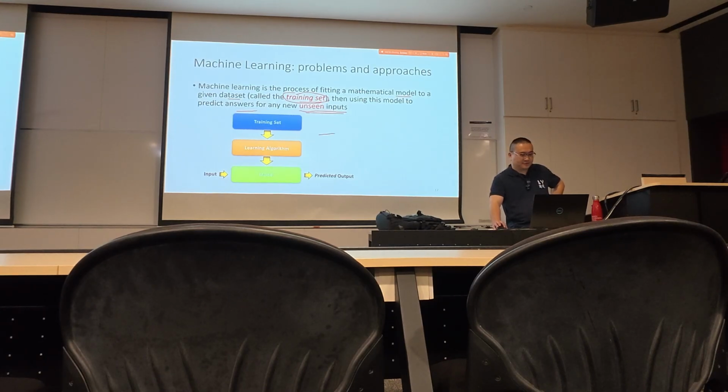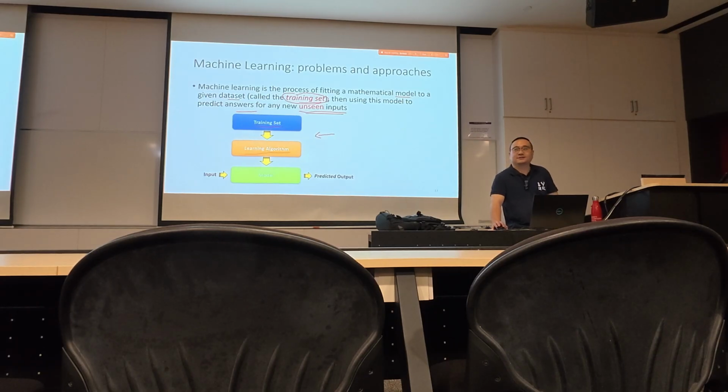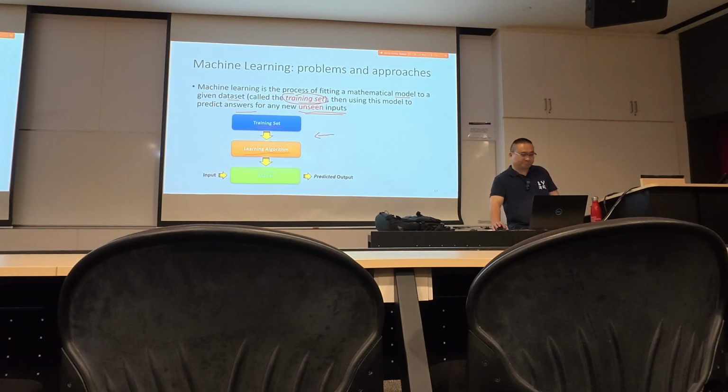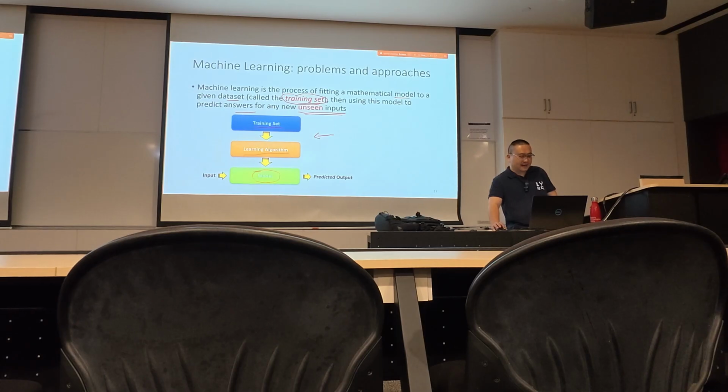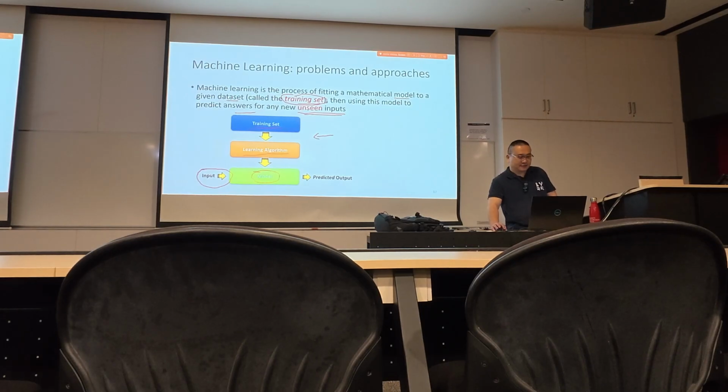And here's an illustration. Given the training set, we apply a learning algorithm. Soon we'll discuss a learning algorithm that is gradient descent. And in reality, there are many different learning algorithms. Gradient descent is just one of them. You use the learning algorithm to train the model, and after the model is well trained, you can use the model to do predictions on new data. And these data are not the same because they are not included in the training set.